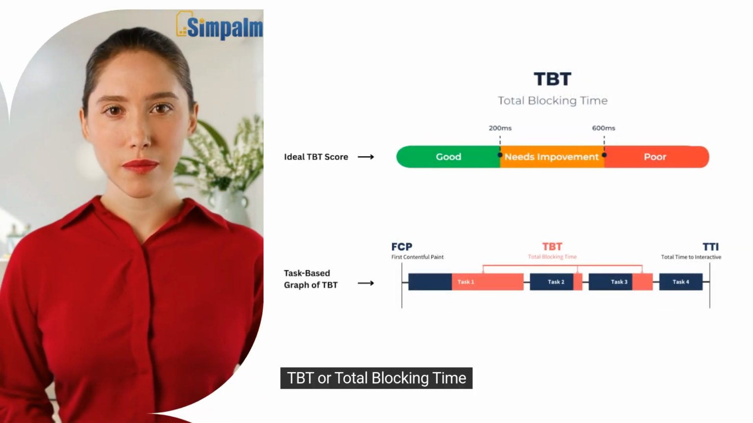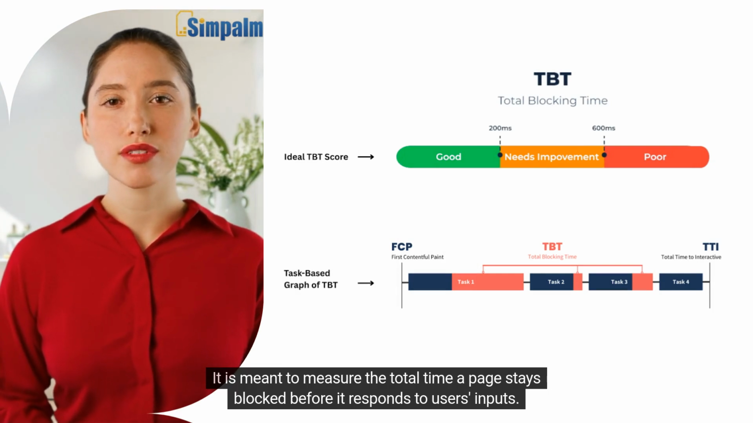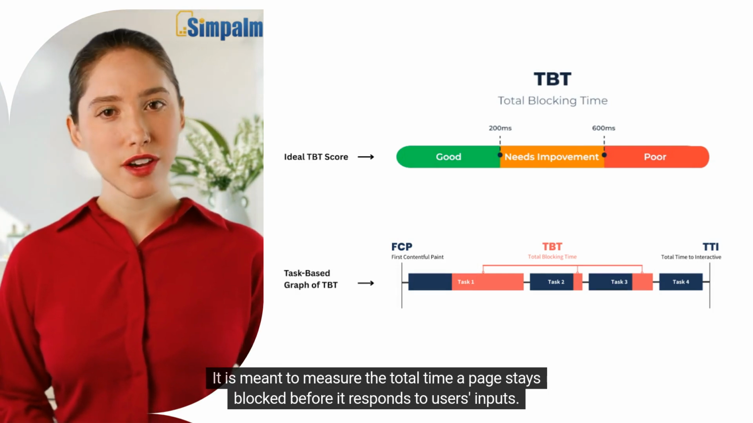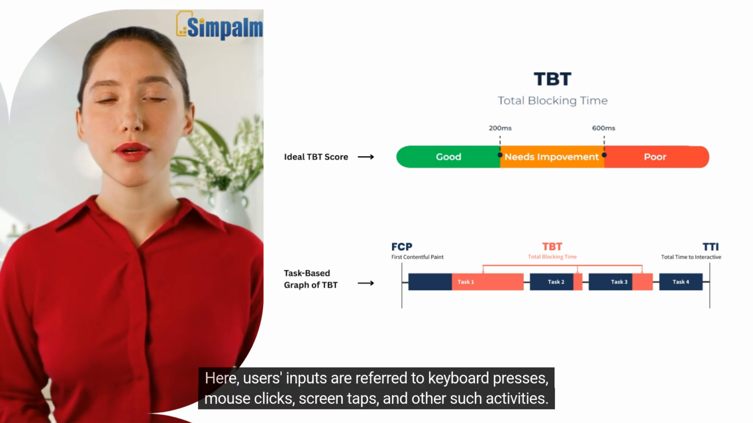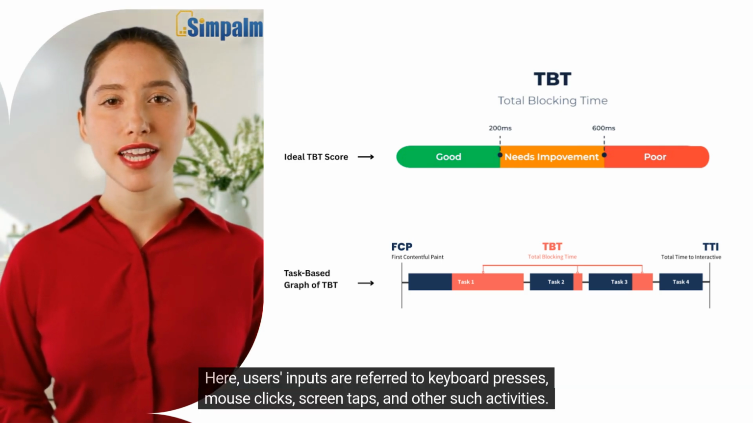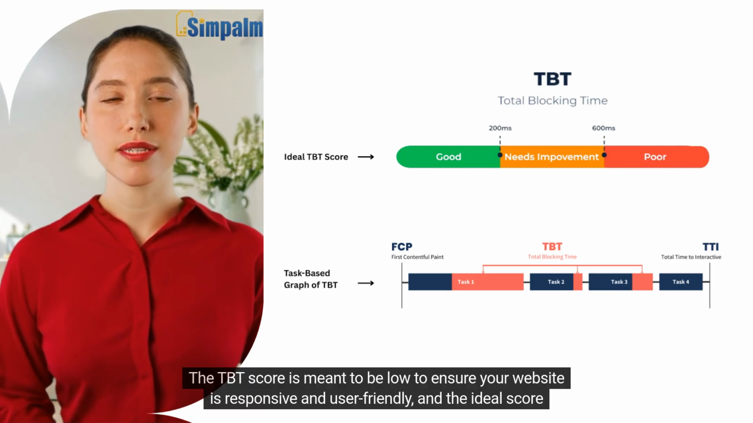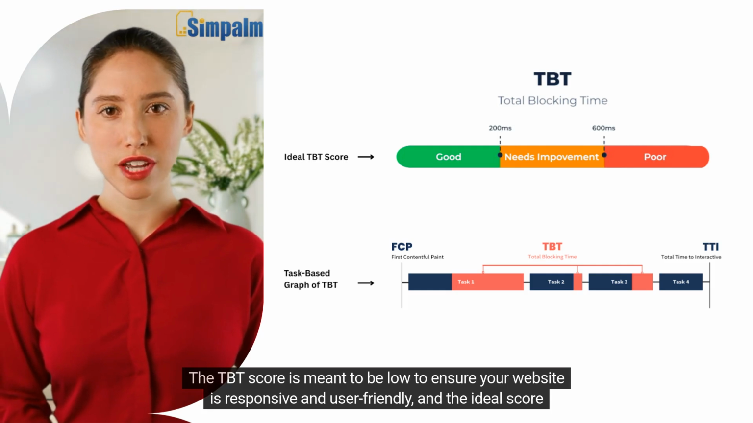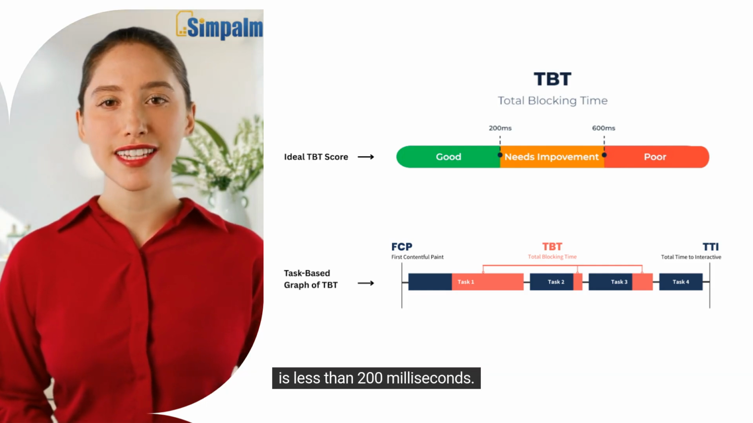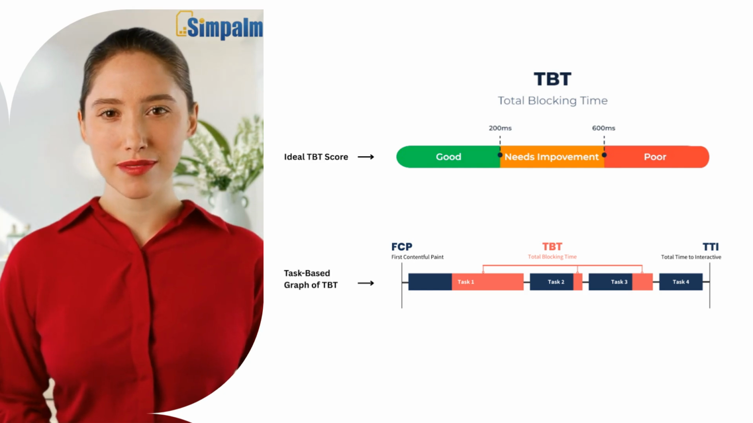TBT, or Total Blocking Time. It is meant to measure the total time a page stays blocked before it responds to users' inputs. Here, users' inputs refer to keyboard presses, mouse clicks, screen taps, and other such activities. The TBT score is meant to be low to ensure your website is responsive and user-friendly, and the ideal score is less than 200 milliseconds.